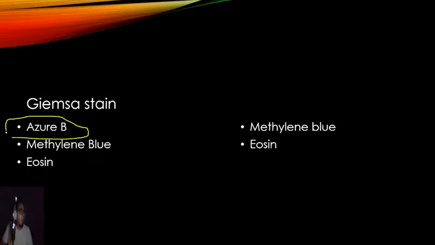If you're familiar with your histopathologic techniques, you would often come across the term bluing agent. So Azure B is your bluing agent. Then methylene blue and eosin.